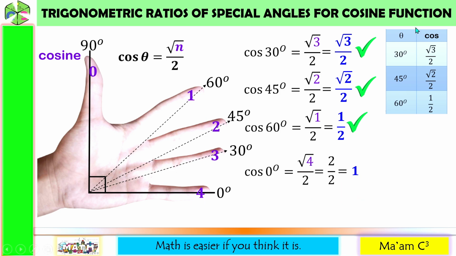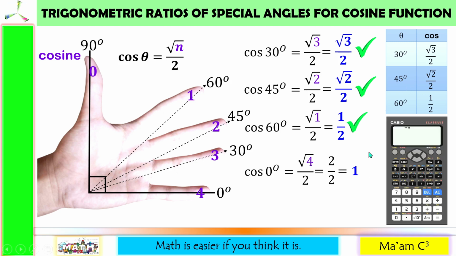It is not included in our table, so let's make use of scientific calculator. Let us solve for cosine 0 degrees. And it is equal to 1. Our answer is correct. Last one, let's have cosine 90 degrees.